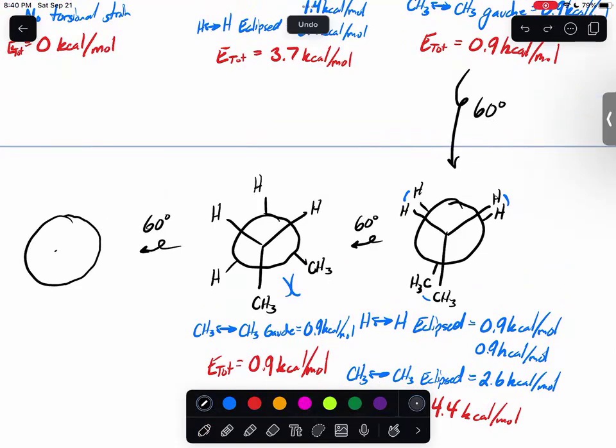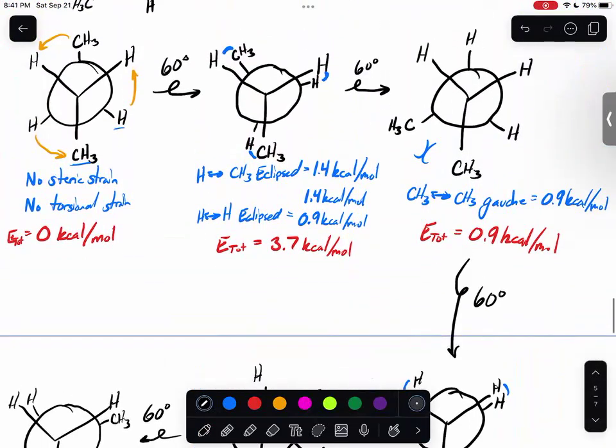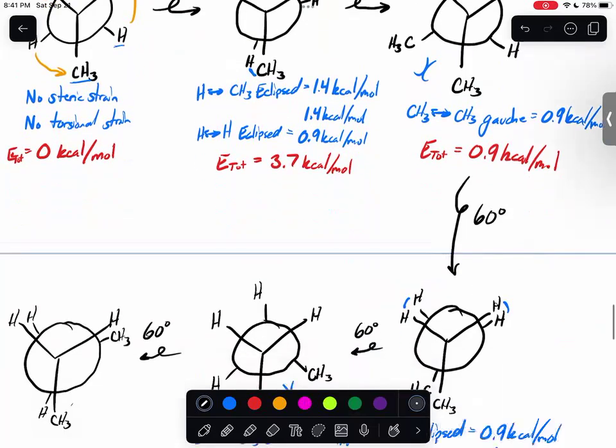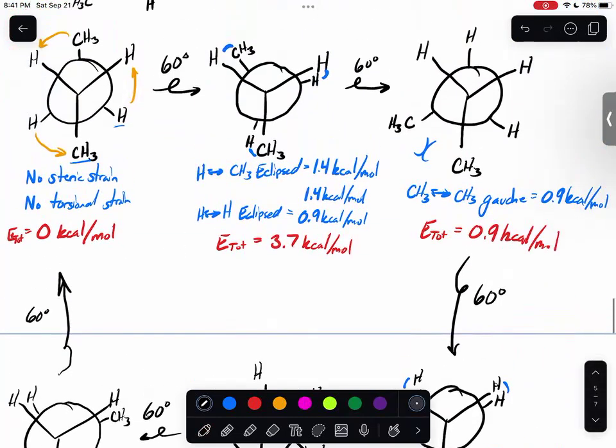And for this one, it's going to be another eclipsed form. But it's actually the exact same numbers as the one up here in the middle. We have two hydrogen CH3 eclipsed and one HH eclipsed. So I am not actually going to show the math for that one for brevity. It is once again 3.7 kilocalories per mole, because another rotation of 60 degrees is going to take us back to the 0 kcal per mole conformer.